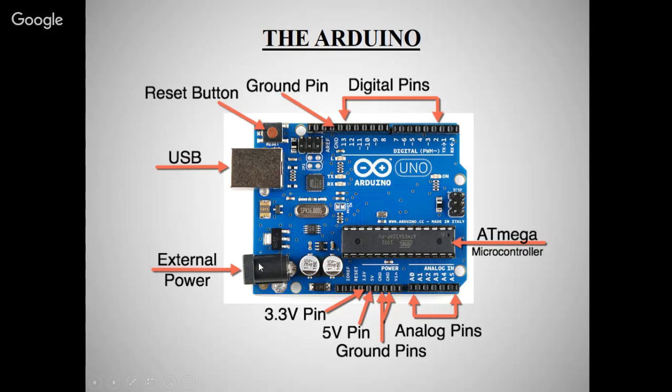This one is the external power. It is used for the power supply, power only, not for programming. Once you program the Arduino, the program is saved in this controller. When you program another program, it is overwritten on the previous one. The previous one is erased and the new one is written over it.